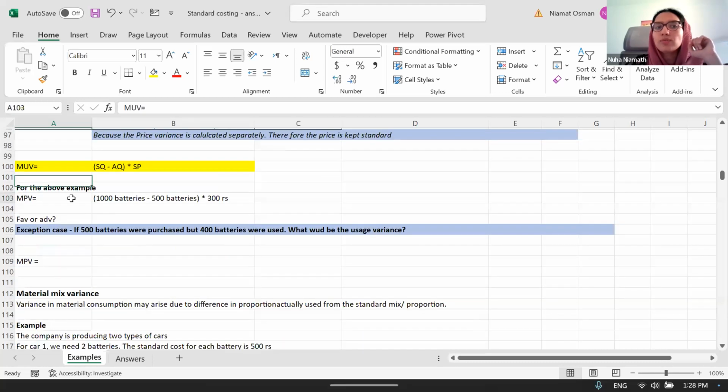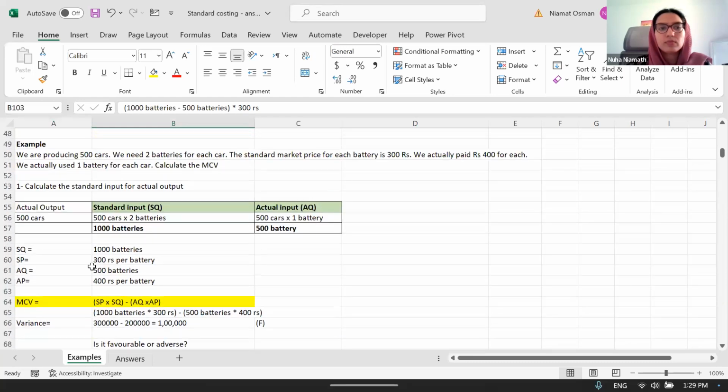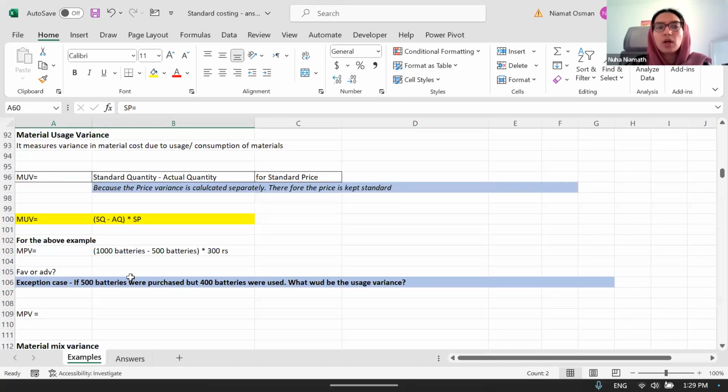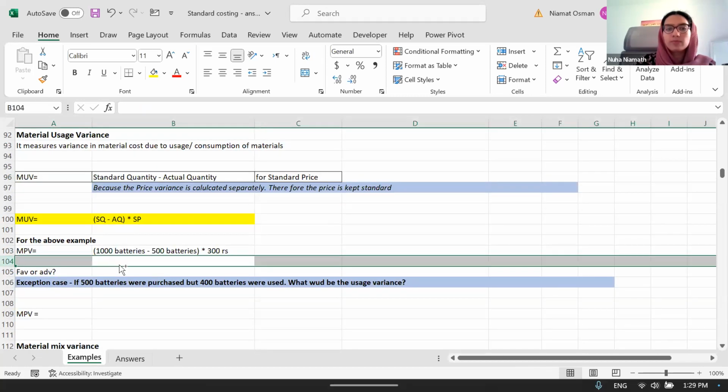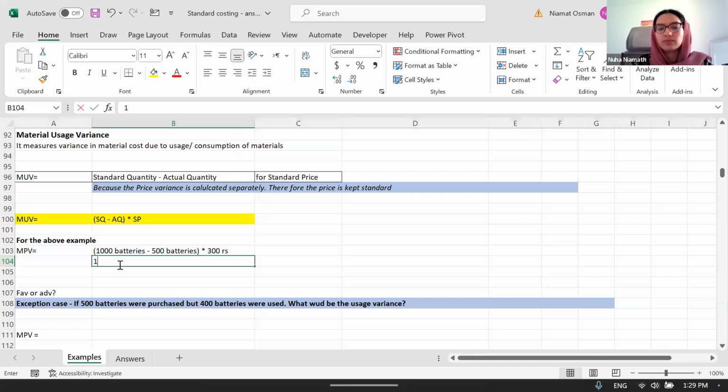So now if you look at the formula, it is SQ minus AQ. What is the standard quantity that we calculated above? 1000 batteries. And what is the actual quantity we ended up using? 500 batteries. What is the standard price? 300 rupees, correct? Over here, if you see, it is 300 rupees. So what is our final output? It's coming to 1,50,000.